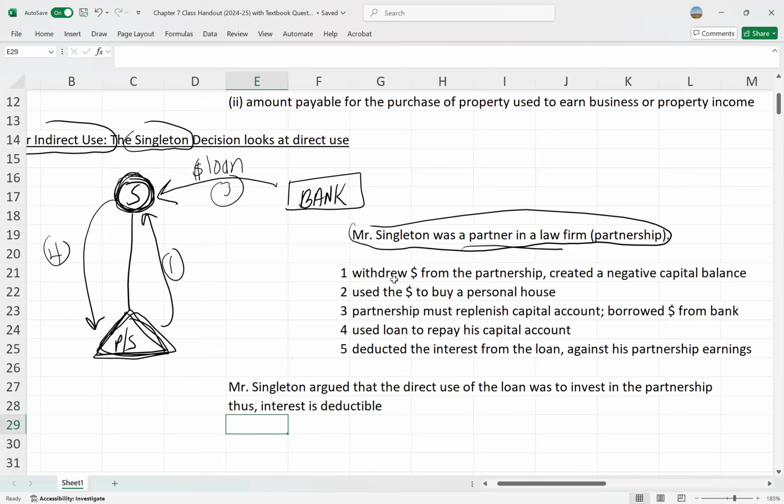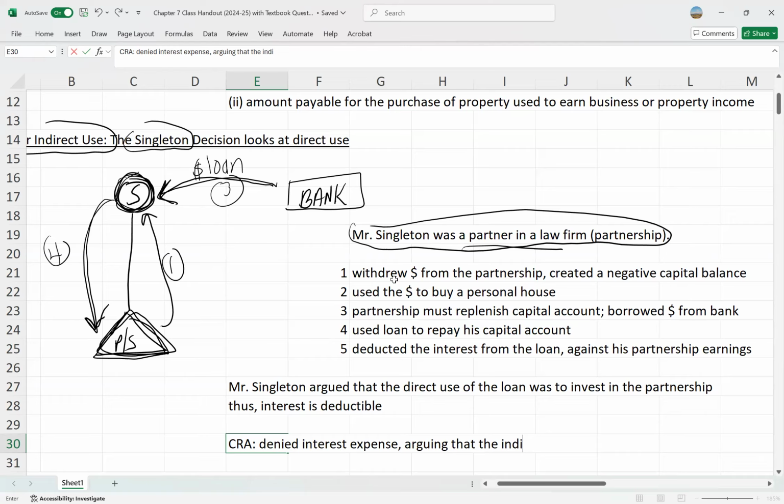So if you look at the direct use, what we're saying here is that the loan went directly from the bank to Mr. Singleton, and Mr. Singleton used it directly to fund his capital account, his investment in the partnership. So that's what his argument was, that he could deduct the interest. The CRA basically denied the interest expense, arguing that the indirect use of the loan was to buy his house.